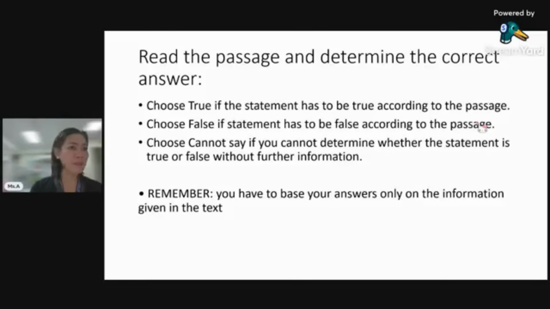And then you could not say yes or rather true, or you could not say no or false because it's not really given in the information that was presented to you or that you have read.